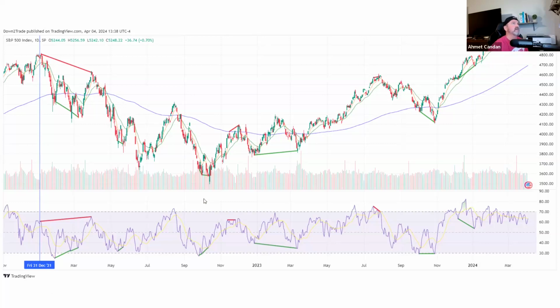What else did I see here? Here's another regular bullish divergence. Here's another, this is probably a weak bearish divergence. Here's, oh no, I'm sorry, here's a hidden bullish divergence right here. Here is a bearish divergence that popped up. And then we have another bullish divergence here and another one here.